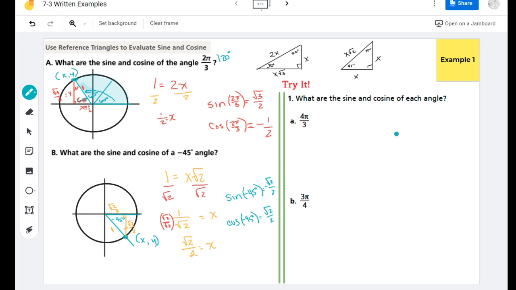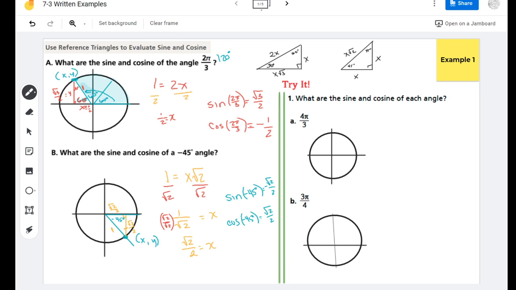Alrighty, so now let's try it for a and b here. So again, I'm just drawing in my unit circles. I'm going to do 2 of them right away just to save myself a little bit of time. Now these two look kind of similar, right? Because they both are dealing with 4s and 3s. Okay, so just remember your fraction rules. 4 over 3 is bigger than 1, and 3 over 4 is about 3/4, right?